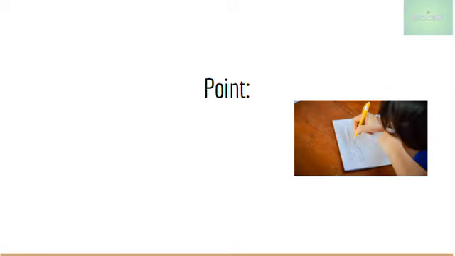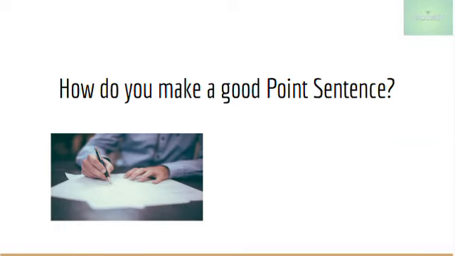First up is the point. What is it? Well, it's the core of your argument. Your point is a concise statement that answers the question or addresses the prompt. It's the overarching idea that you'll be proving with evidence. It could be about a character's development, a theme's significance, the impact of a language feature, or a specific event in the text. But how do you make a good point sentence?